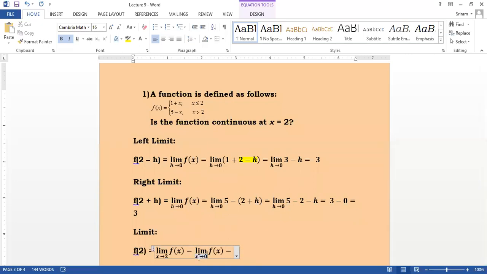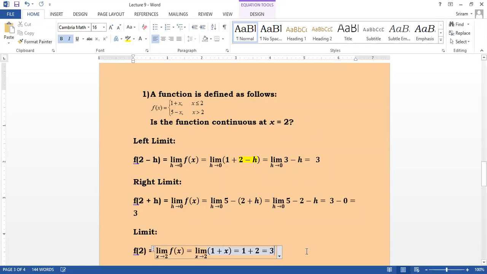We are going to take the one with equal, isn't it? I have two functions here. The first function is x less than or equal to 2. The second function is x greater than 2. So which function is having equal? The first function is having equal. So I am going to take the first function. Now in place of x, I am going to substitute 2. So this will become 1 plus 2 equal 3.